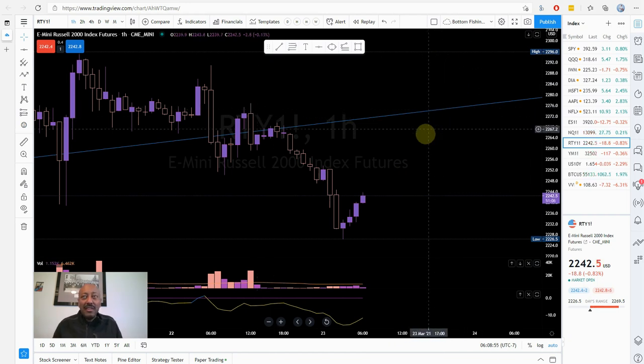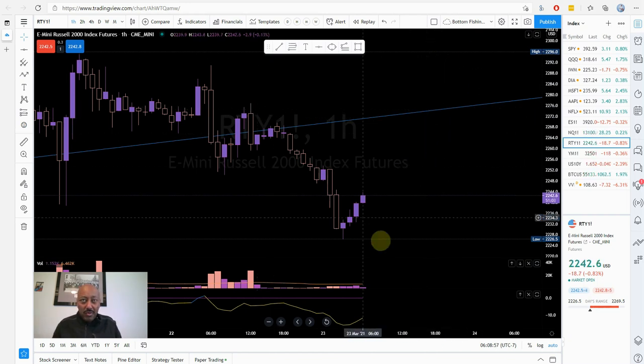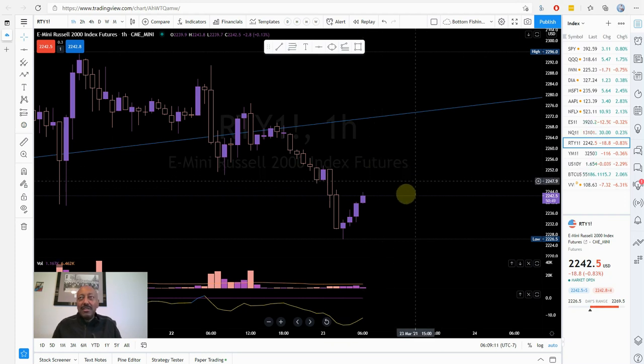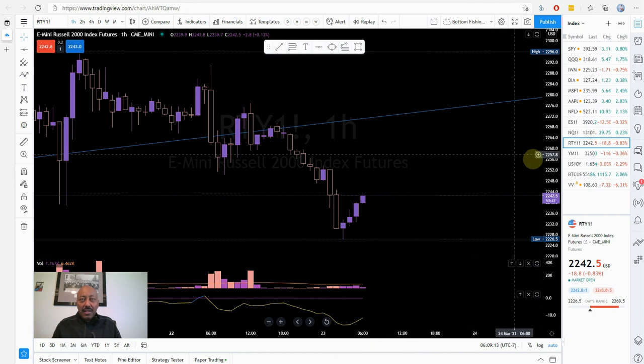This is what I want to see in the Russell, but today I don't see anything in here for me to think of a trade. Because I'm an hourly trigger person, I'm not looking for small movements in the 5, 10, 15-minute charts. That's why I'm looking at the longer term setup here.